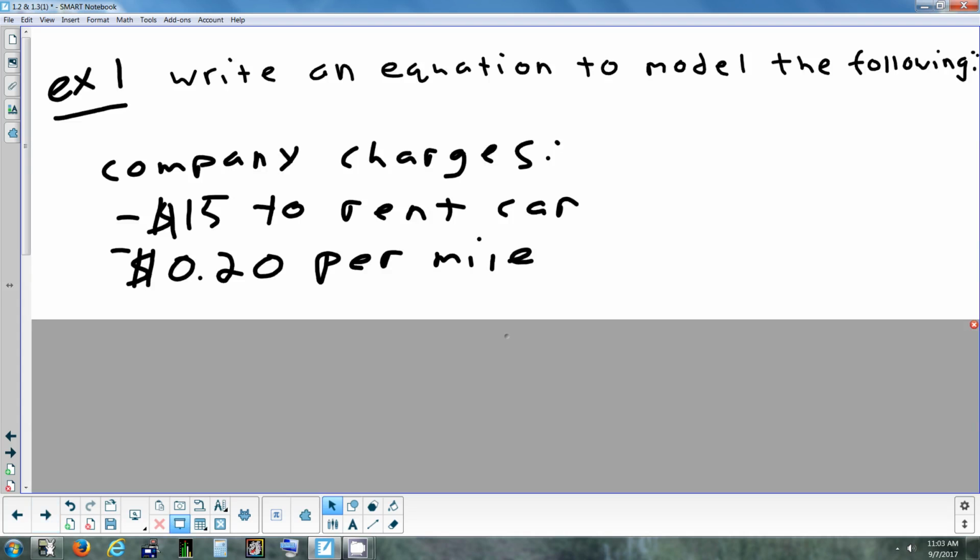All right, so I want to write an equation to represent that situation. It costs $15 to rent a car, and then you pay 20 cents for every mile you drive it.